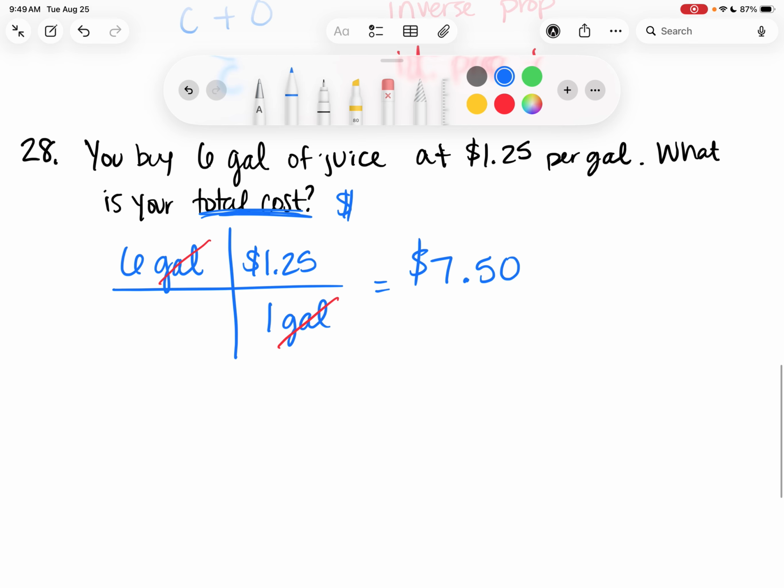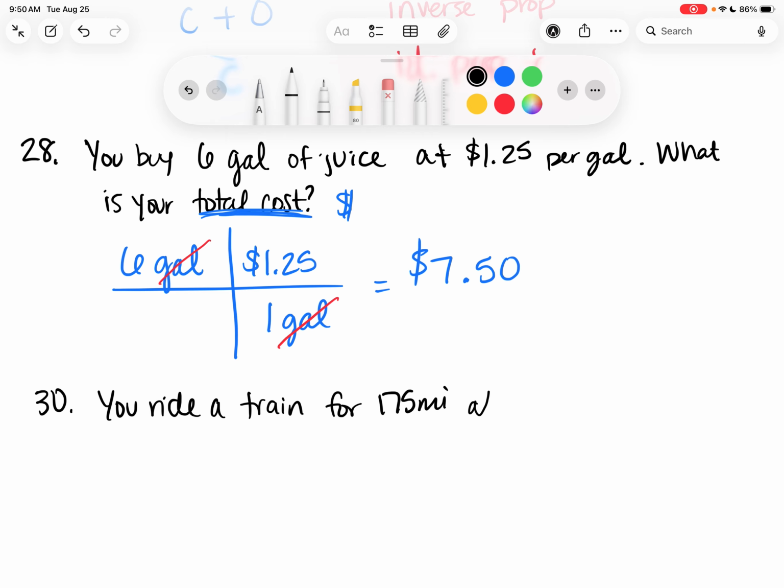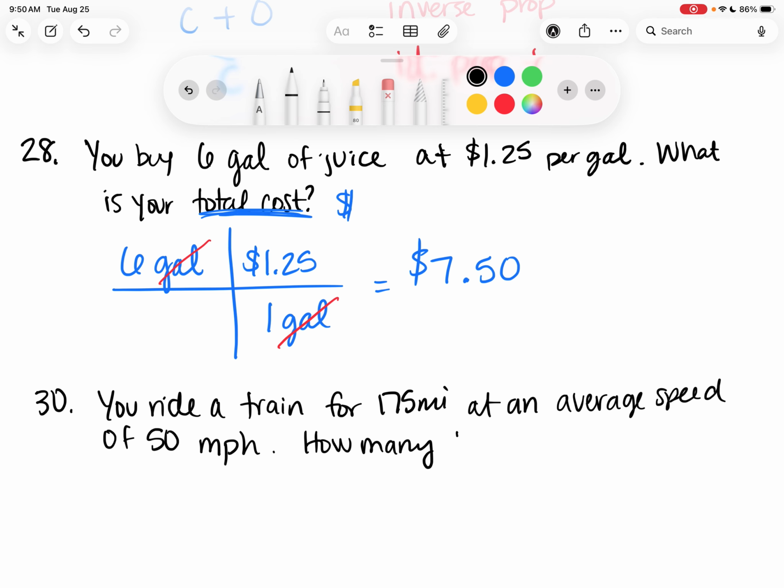All right, 30. You ride a train for 175 miles at an average speed of 50 miles per hour. I'm just going to put MPH. Trust that y'all have seen a road sign by this point in your life. How many hours does the trip take?